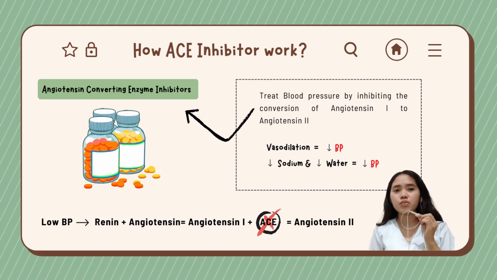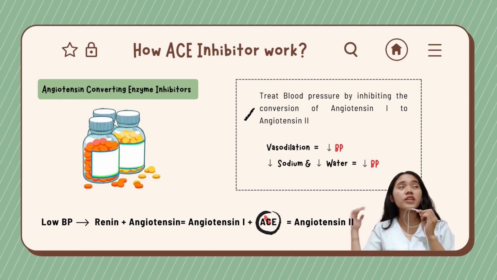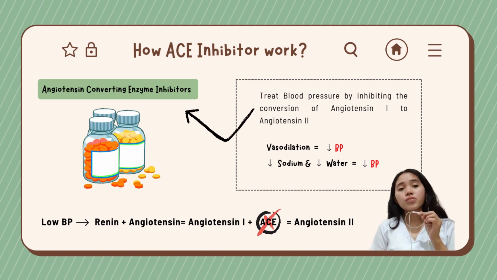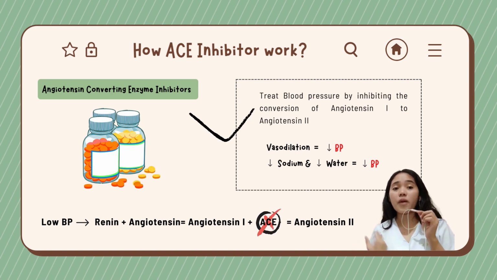How ACE inhibitors work is actually very simple because it is right there in its name. ACE inhibitors are angiotensin converting enzyme inhibitors. So when you take an ACE inhibitor drug such as captopril, the drug will bind to, inhibit, or block the ACE from working.